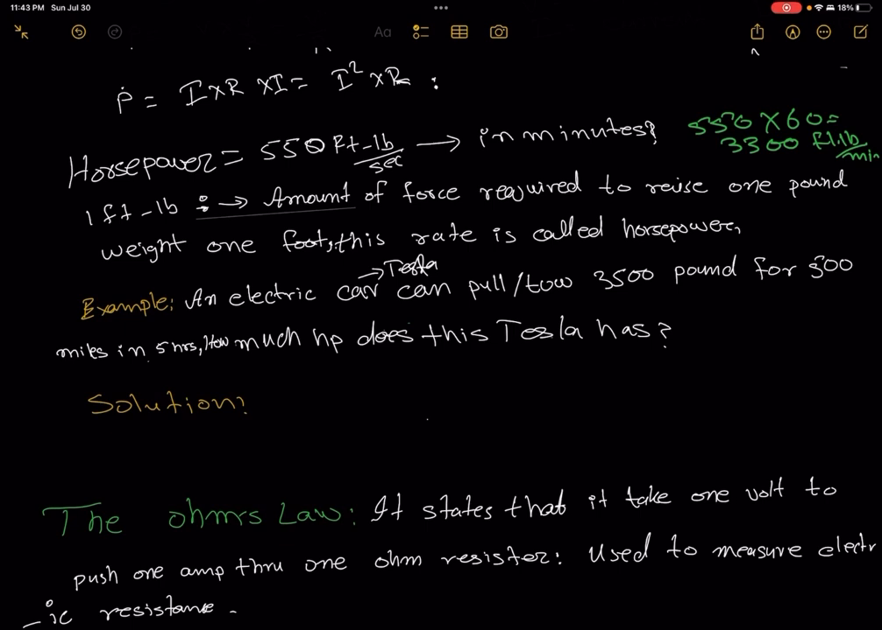An electric car, let's say a Tesla, tows 3,500 pounds for 500 miles in 5 hours. How much horsepower does this Tesla have? Let's work on that, because we have a lot of formulas to work with. To compute horsepower, we will use this formula right here.